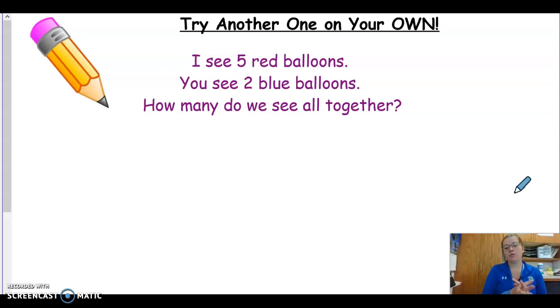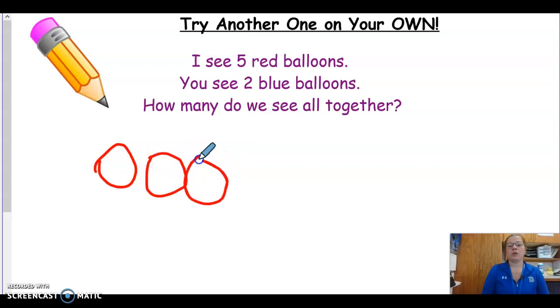Okay, welcome back. If you are finished with your problem, let's see how you did. So I see 5 red balloons, so I draw my balloons, even though I'm not the best at that. 1, 2, 3, 4, 5 red balloons. I'm going to write that up here, 5.